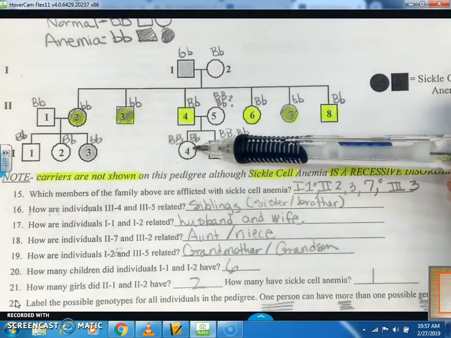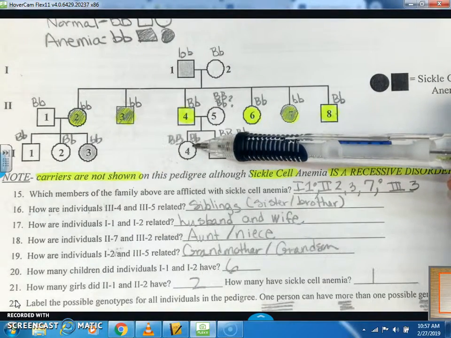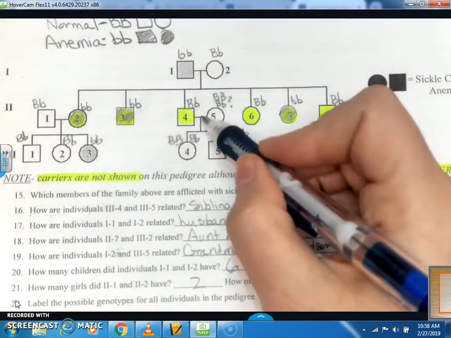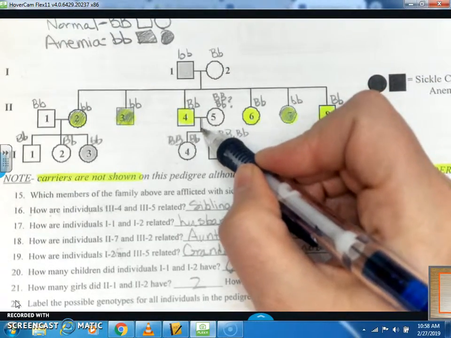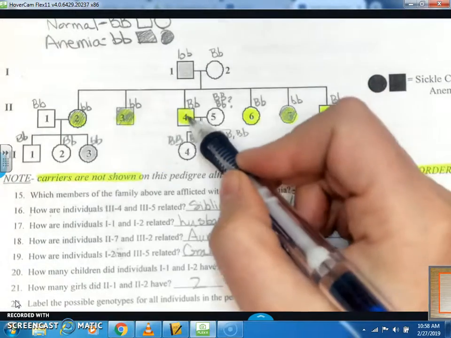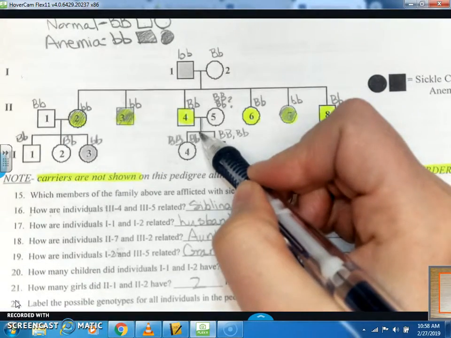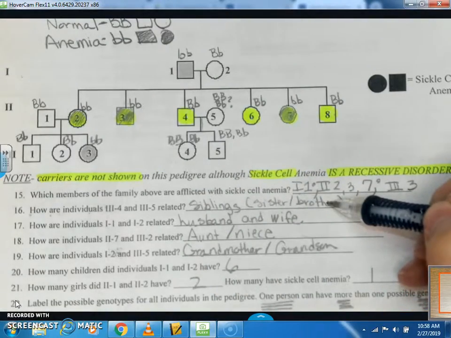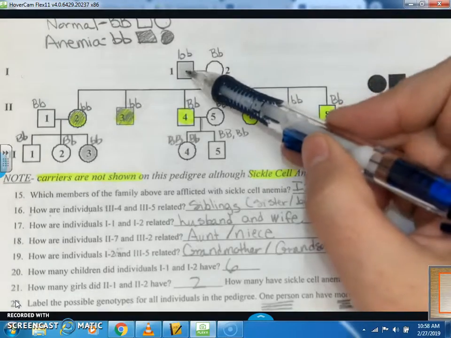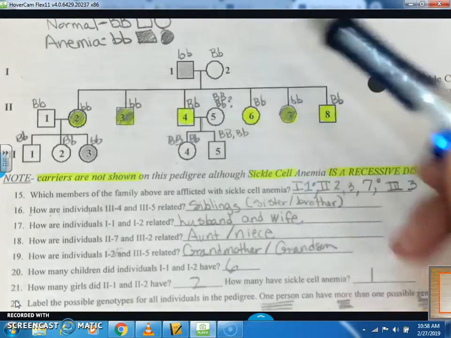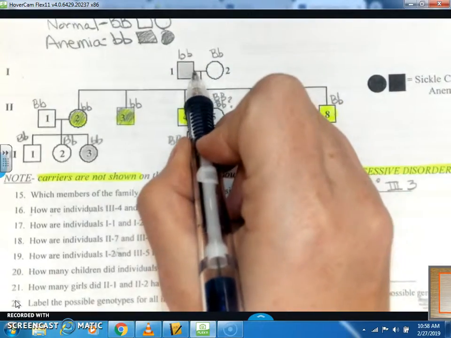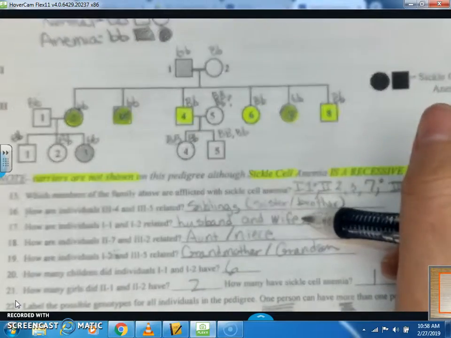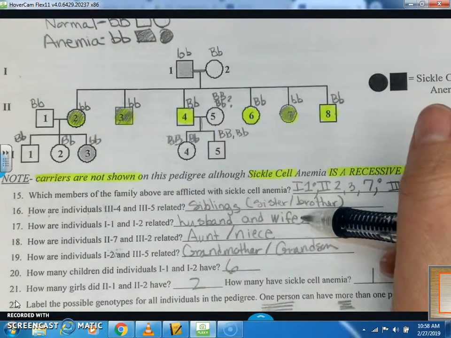It wants to know how this lady here is related to this gentleman. And as you can see, if we have a bracket coming down and creating a new bracket, that means Dad and Mom had kids. So this is a sister and a brother, so they are siblings. How are individuals, this person and this person, related? We know if there's not a bracket, but there's just a horizontal line connecting two, that means they are a husband and a wife.